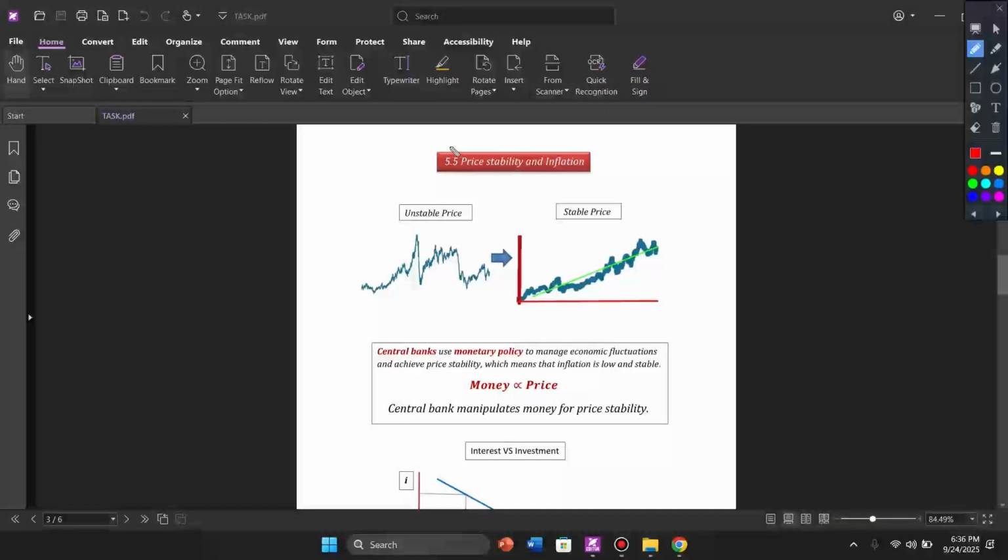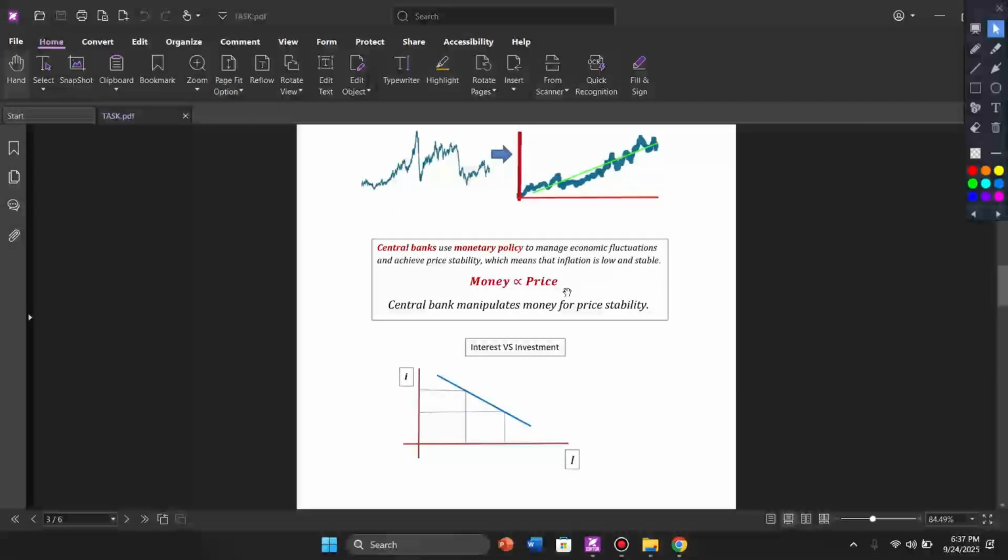Okay, our next topic is price stability and inflation. In the unstable price curve we can see there is no stability, but when we use tools like monetary policy, we can see a regular shape in the curve. It's not irregular. So basically the central bank uses monetary policy to control the money flow, and thus the prices in the economy become stable. That's why it is written here that the central bank manipulates money for price stability.